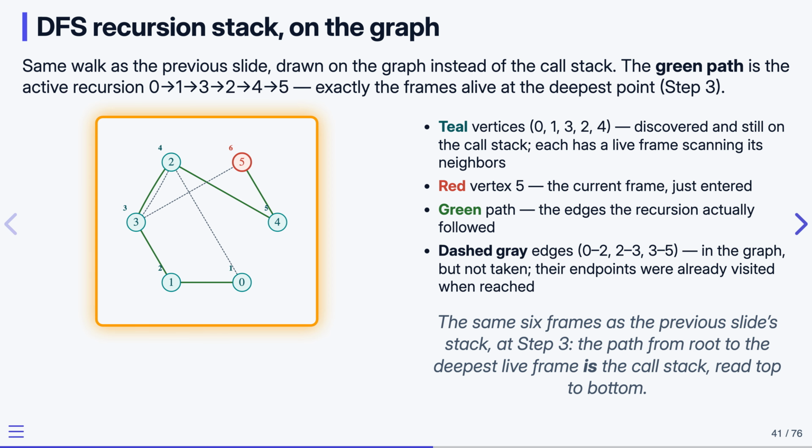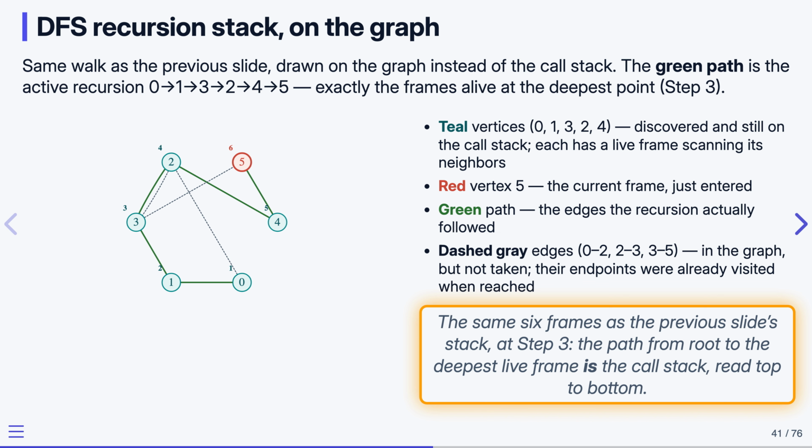This is the same walk as before, but now drawn on the graph itself instead of the call stack. The indigo path is the route the recursion actually took, 0, 1, 3, 2, 4, 5. The green vertices 0, 1, 3, 2, and 4 are already discovered and still on the call stack. Each one has a live frame scanning its neighbors. The amber vertex 5 is the current frame just entered.